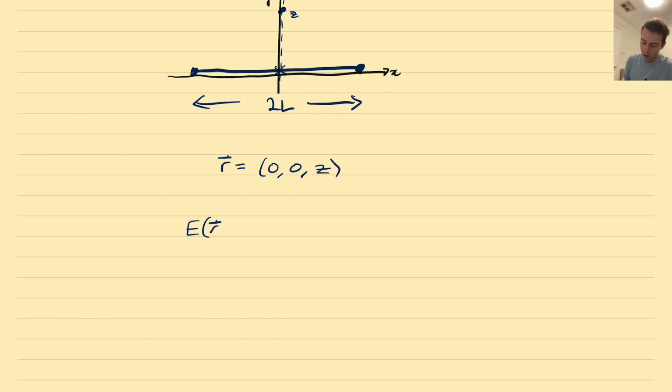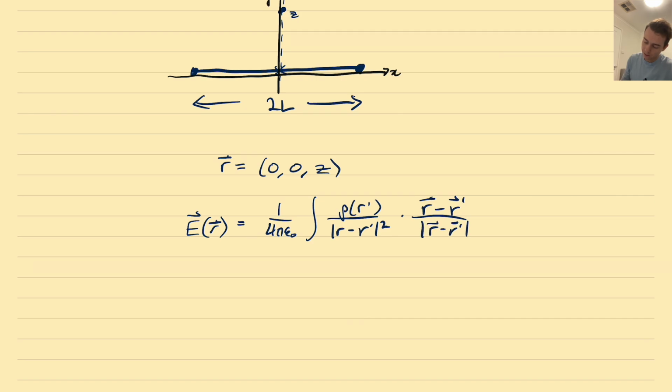The electric field in general is given by the following formula. It's 1 over 4 pi epsilon 0 times the integral of the charge density at location r prime, divided by the distance of r from r prime squared, and it needs a direction, and that direction is the unit vector of r minus r prime, and the integration is over the points r prime, d cubed r prime, because we're in 3 dimensions.